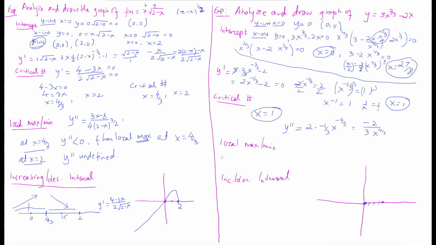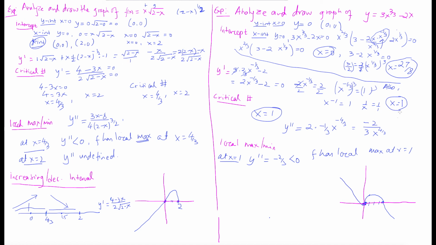So for the local max and local min, you plug the critical number into the second derivative. At x equals 1, y double prime will be what? Negative 2 over 3 times 1 will be negative 2/3, right? Negative 2/3. That is negative. So the function f has a local max at x equals 1. So it looks like this. At x equals 1, it has a local max. Now we want to know what happens to the left of 0 and the right of 0. We want to know that too.